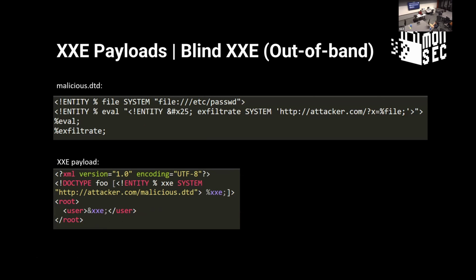Blind XXE, again, does not return a value, but you can get around this by using something called out of band. Basically, you have a separate DTD file where it defines the entities in a different location, for example, an attacker server, and you have this file saved on that remote server. Then in the XXE payload, you import that DTD file from the attacker's server, for example, in a remote location.